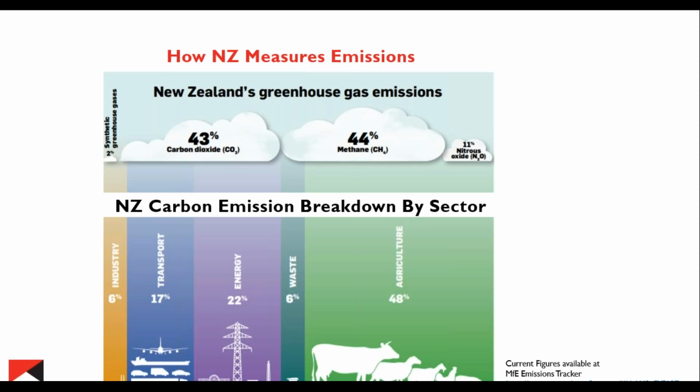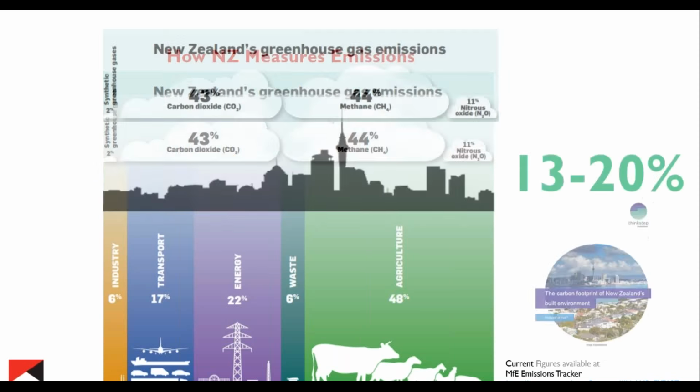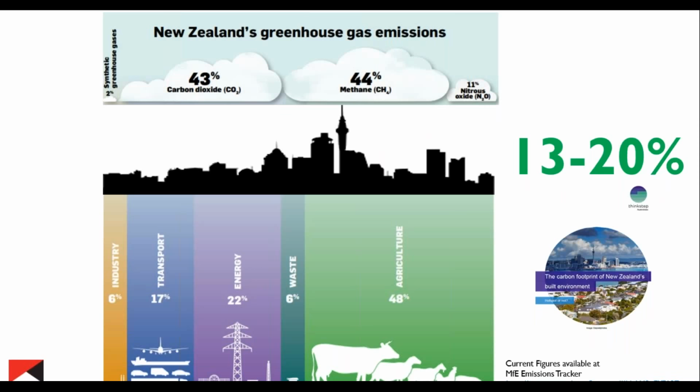from the agricultural sector. So if we include the contribution of the materials used to construct our buildings and the energy required to power them, a recent report by ThinkStep estimates that the contribution of the built environment to New Zealand's emissions is about 20%. So the built environment makes a significant contribution to New Zealand's greenhouse gas emissions and therefore has an important role to play in driving those emissions down.